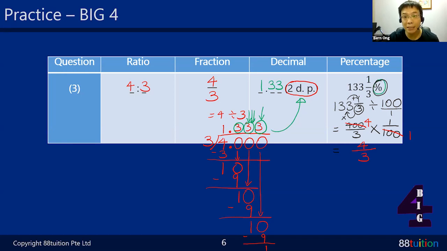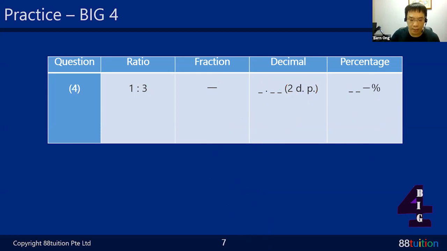Second one is to make the denominator a 10, 100, or 1000. Third one is to use long division. Okay? Yes. Okay, let's move on to part 4. The ratio is 1:3. So for the fraction, easy.